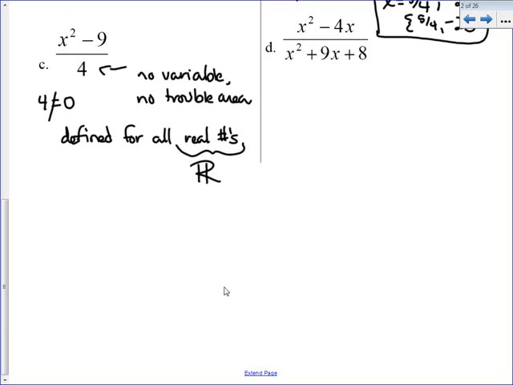So because there's no variable in the denominator here, there's no trouble area, so it's defined for all real numbers. And you don't even have to memorize that wording. It's in the directions. It says, if it's defined for all real numbers, so state. So I stated it here.